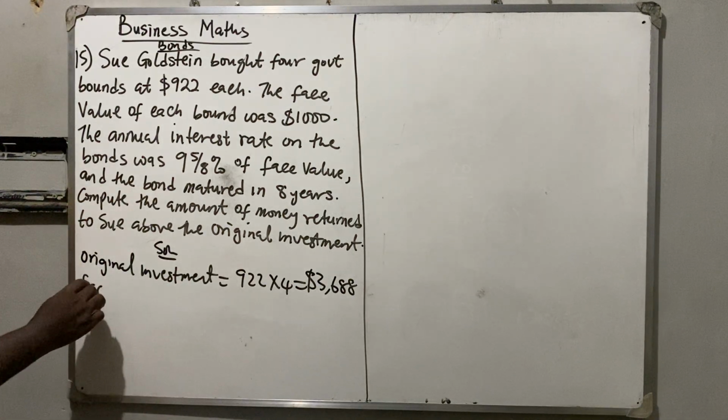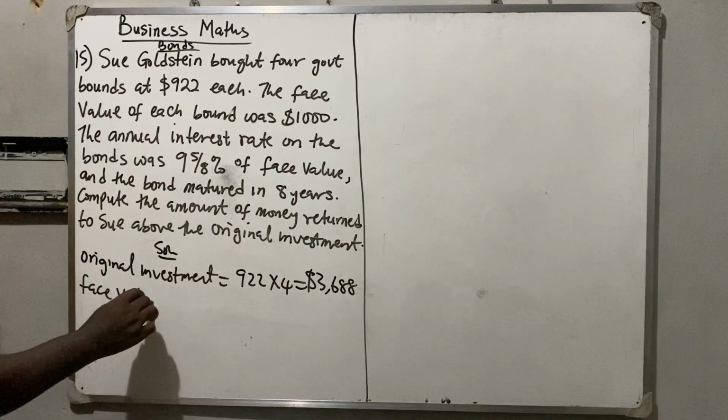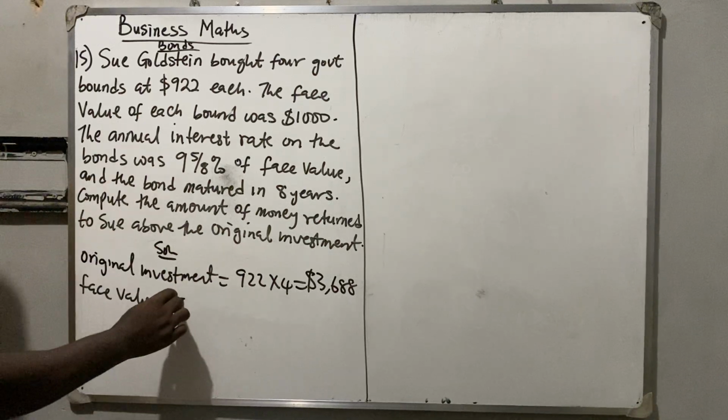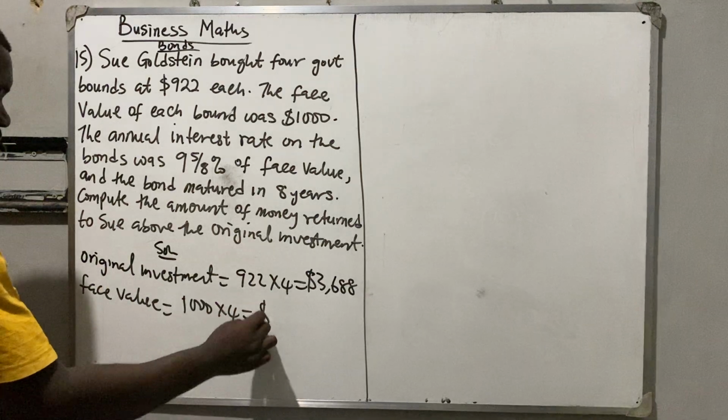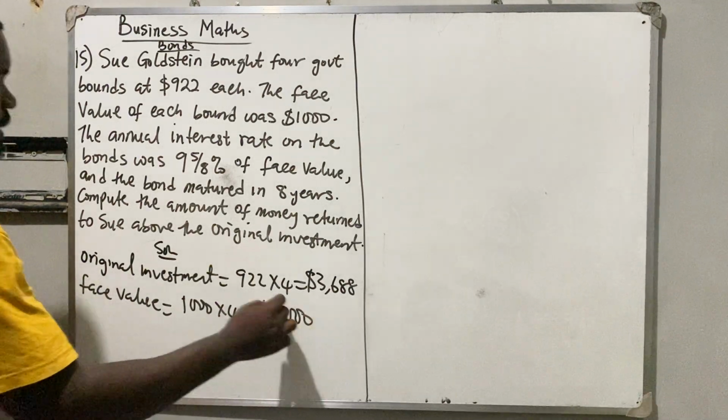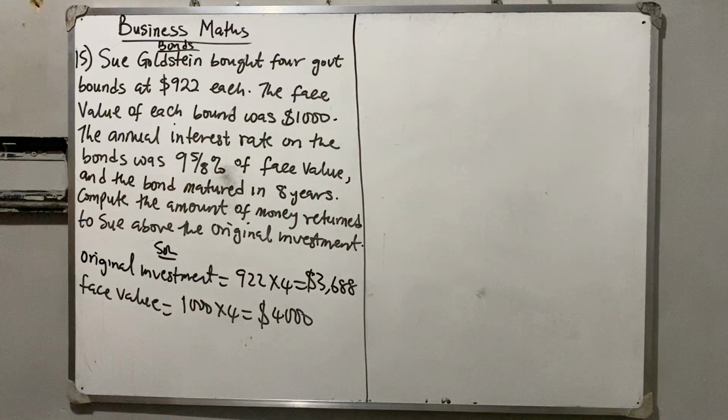So the face value for each of them is 1,000. So I'm going to have 1,000 times 4 of them. So I'm going to have that this is 4,000. 4,000 is the face value. So the next thing now is to calculate the interest for the 4 of them.